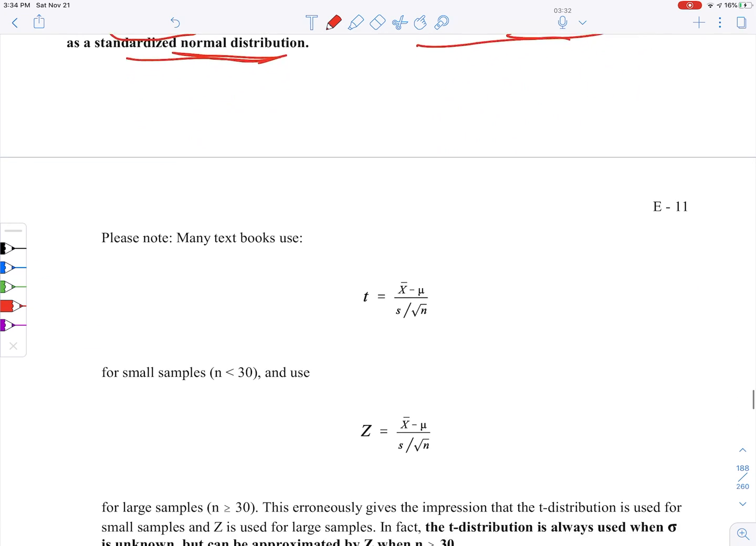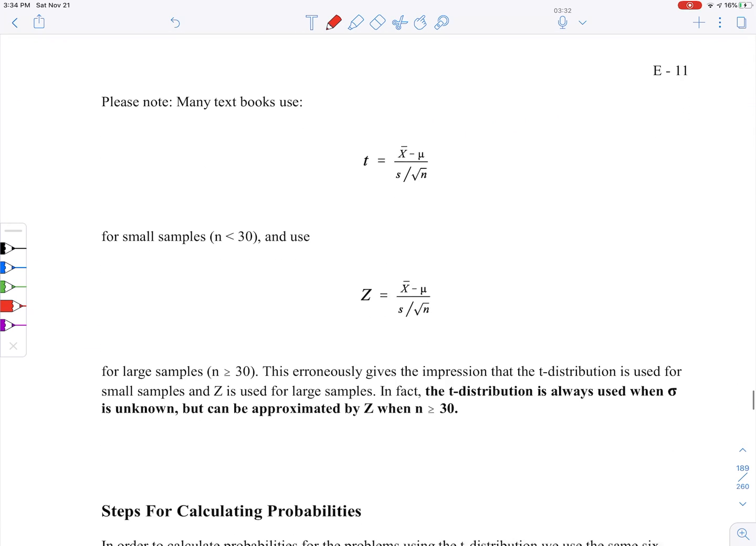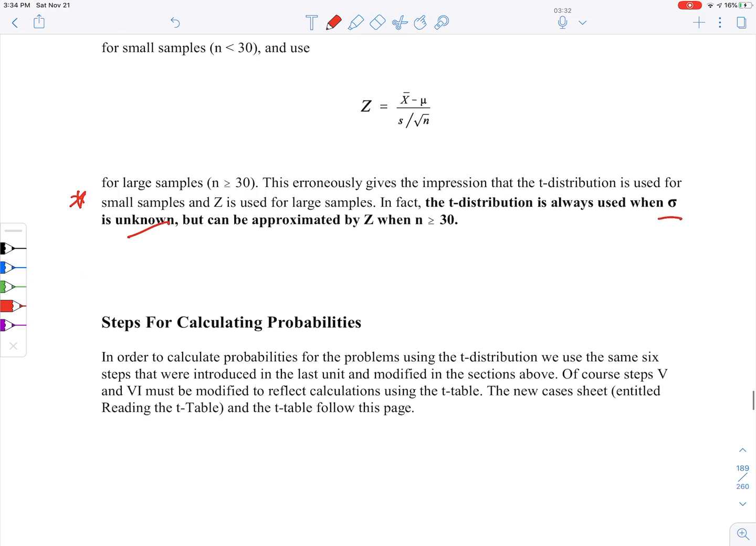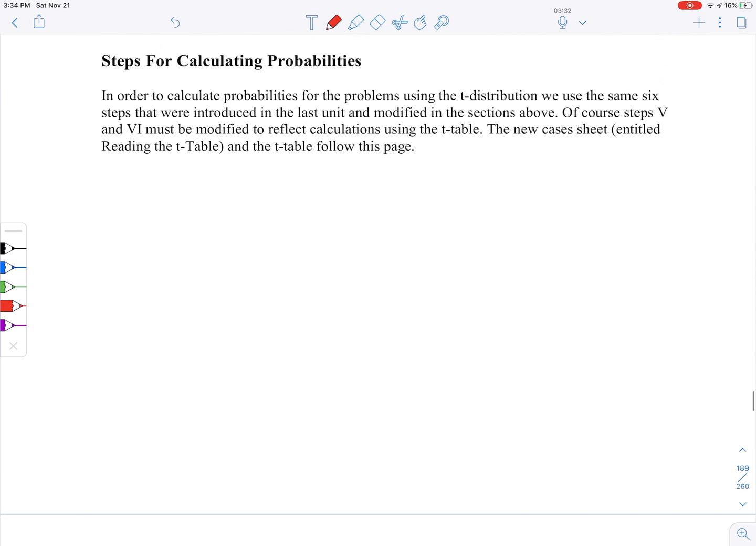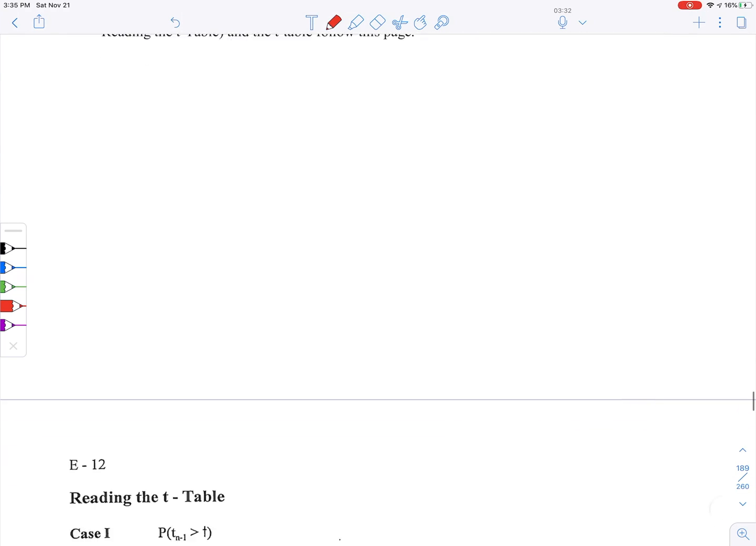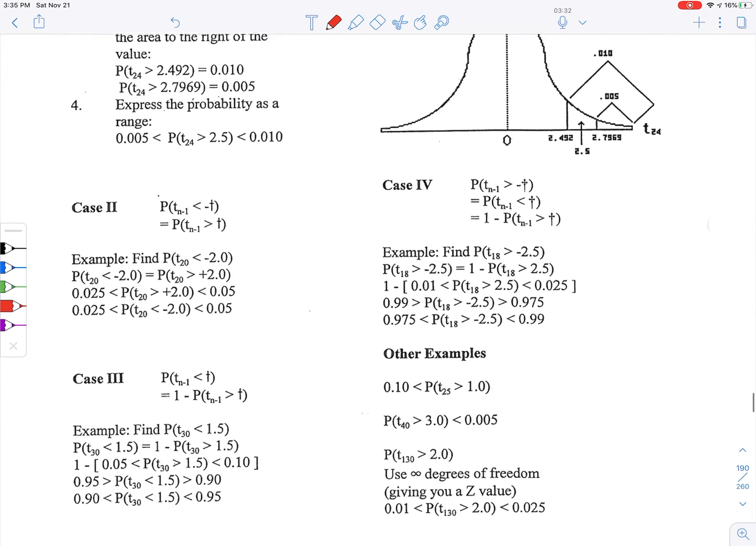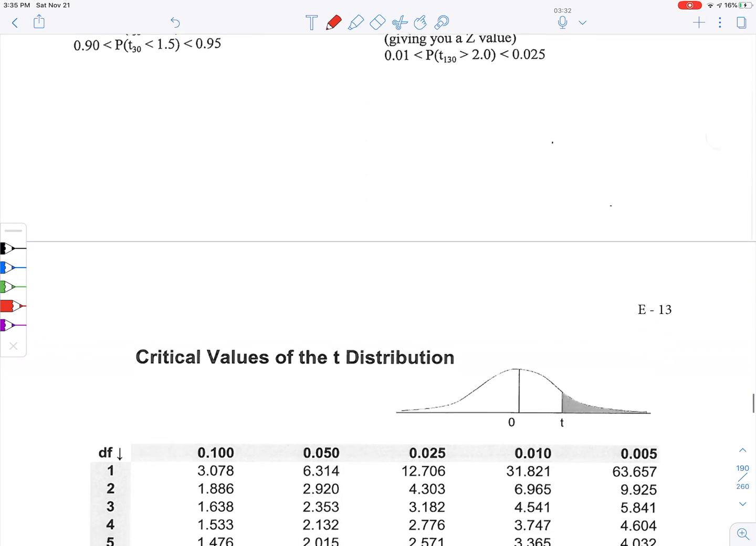Let's take a look at how we do that. By the way, I do have this discussion right here. We're always going to be using a t when sigma is unknown, even though it can be approximated by z when n is at least 30. So the steps for calculating the probabilities are that we're going to use something called a t-table. I've got some cases here on the next page, but I'm going to take you to the t-table first, and then we'll come back to these cases.